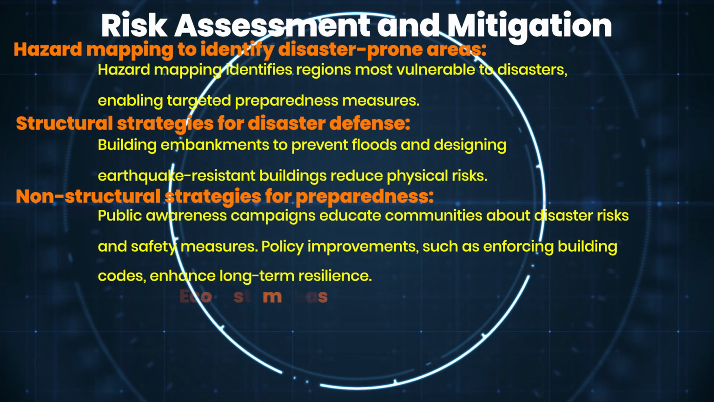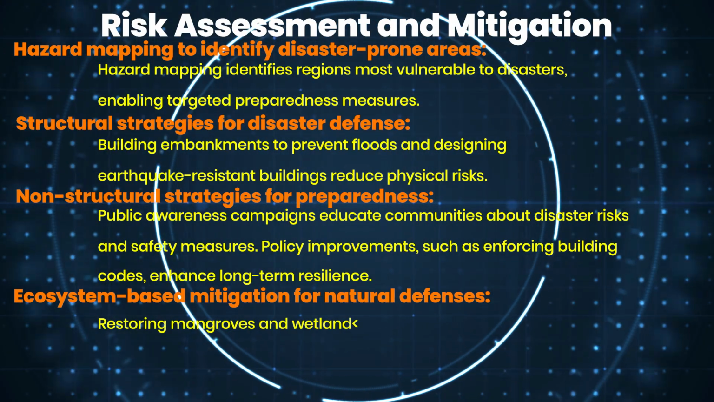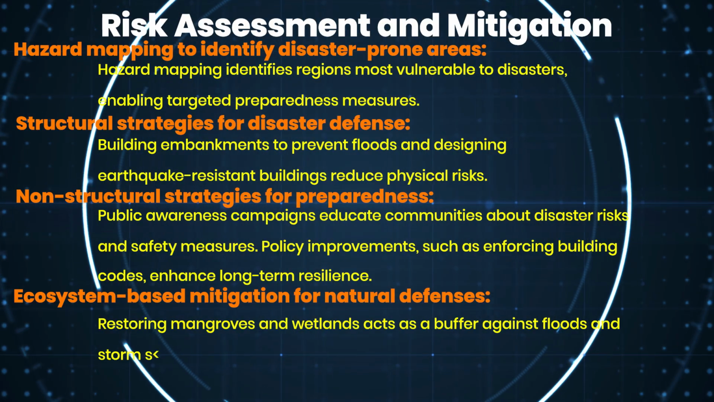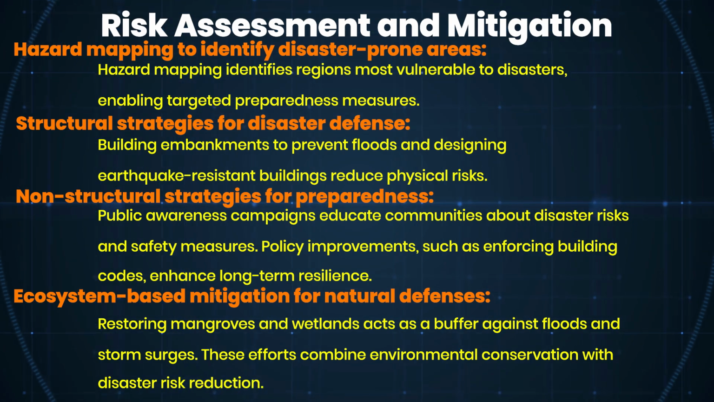And the third is ecosystem-based mitigation for natural defenses. This restores mangroves and wetlands that act as a buffer against floods and storm surges. These efforts combine environmental conservation with disaster risk reduction.